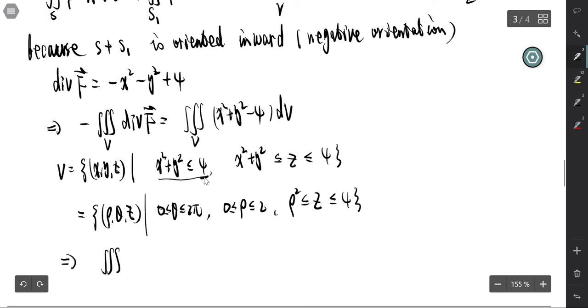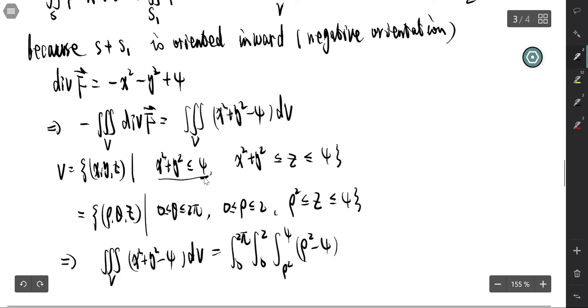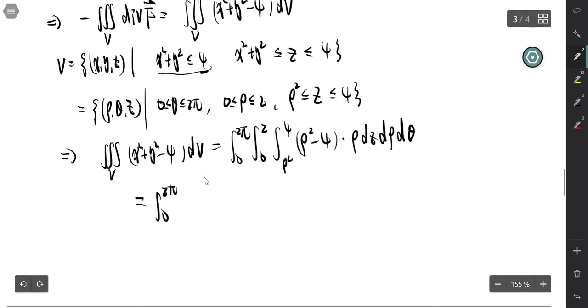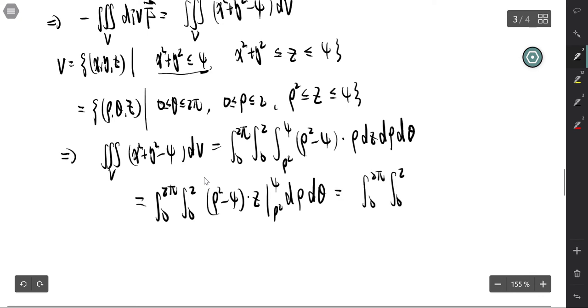So the integration on V of x squared plus y squared minus 4 dV is the integral with theta from 0 to 2 pi, rho from 0 to 2, and z from rho squared to 4, of rho squared minus 4, times rho dz d rho d theta. Integrating for z, that is rho squared minus 4 times z, with z from rho squared to 4, and then rho squared minus 4 times 4 minus rho squared, then d rho d theta.